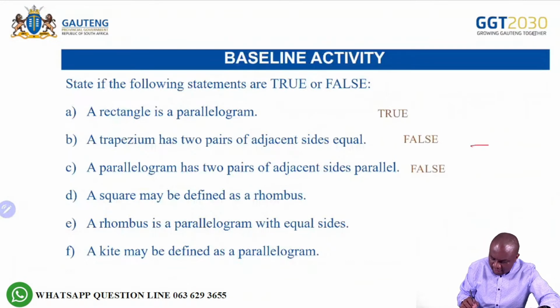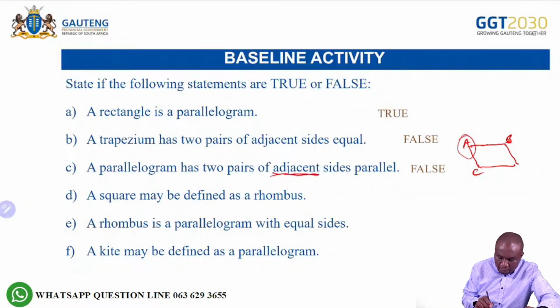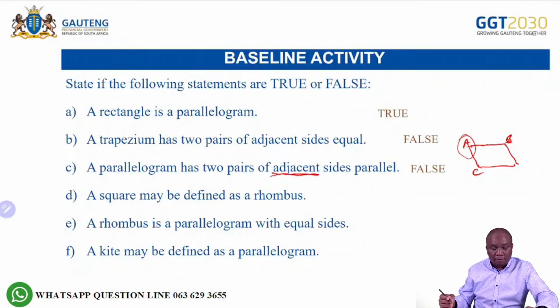Right, let's say we have a parallelogram like this. Let's call it AB, and let's call this one C. So you see AC and AB, they are adjacent to each other. They have a common vertex, a corner there. Right. So adjacent sides of a parallelogram are not parallel, but the sides that are parallel are the opposite sides. If we had said opposite, then it was going to be true. Now it's false because we said adjacent.